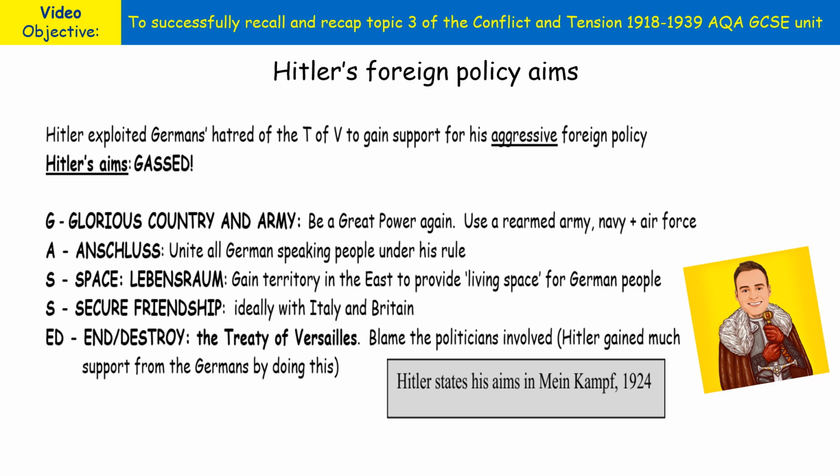And he states many of his aims in his book, as I mentioned already, Mein Kampf, which he wrote while in prison in 1924.